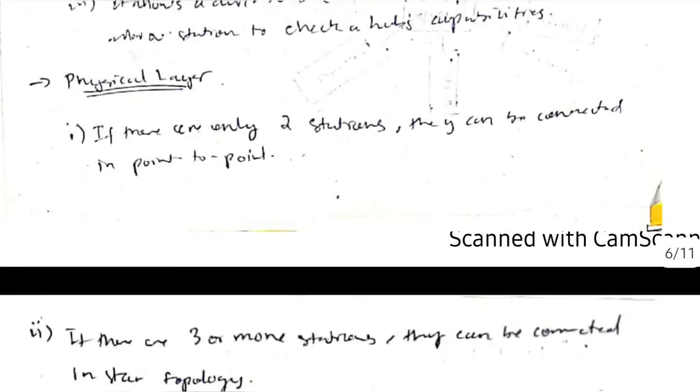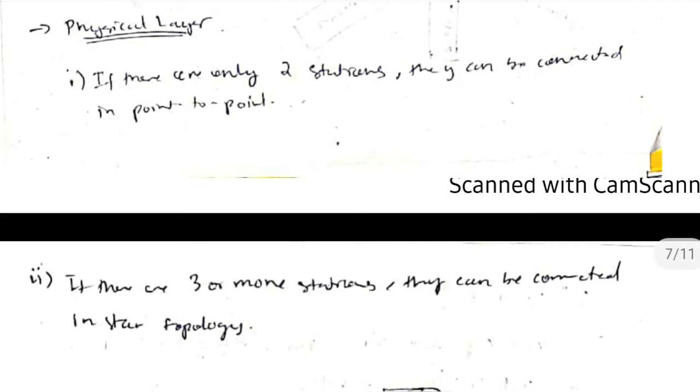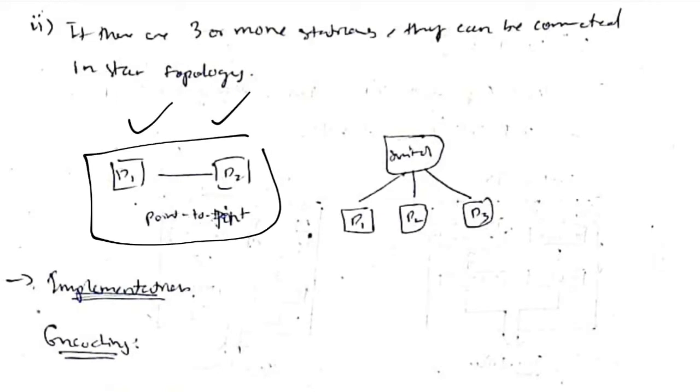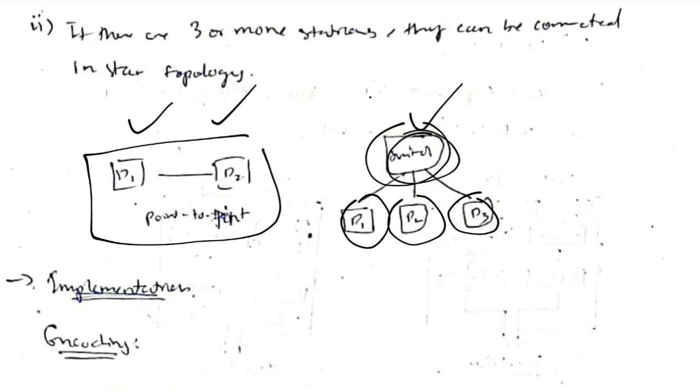And coming to the physical layer, if you want to transfer the data between two stations, we will use point to point, else we will use star topology, okay. Point to point is as follows: one device to another device, and in star topology, all the devices will be connected to a switch which will receive the data and send it to the receiver.